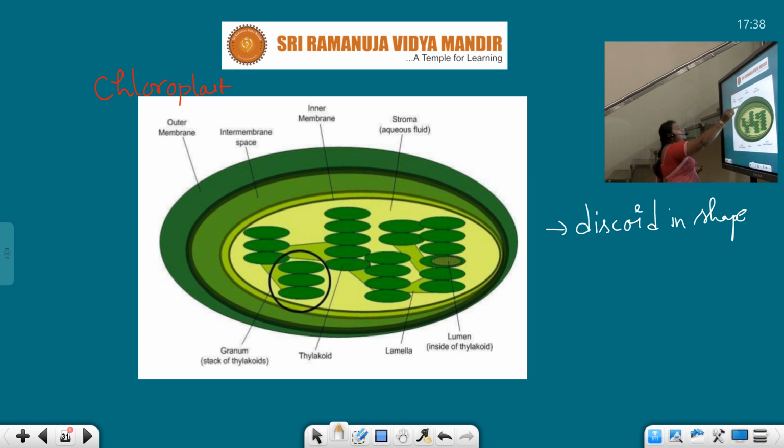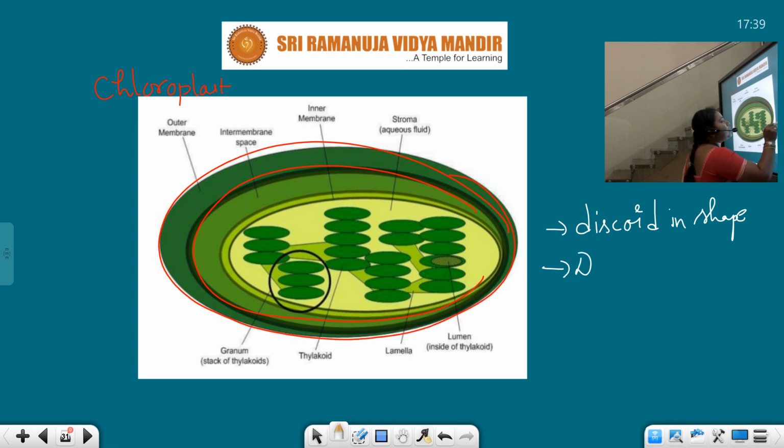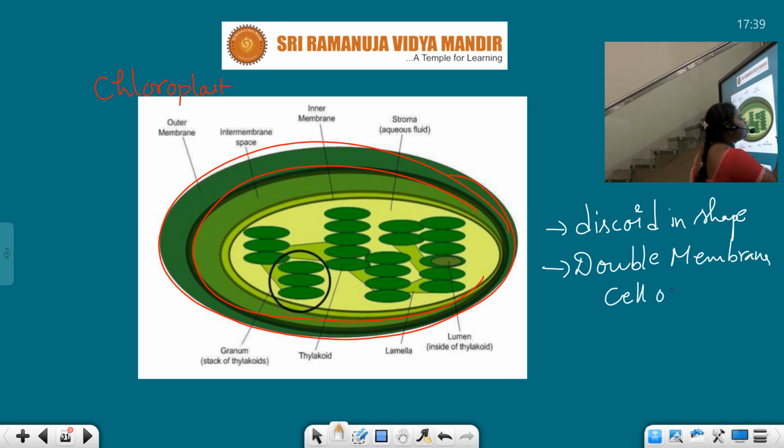Now, this is a double membrane cell organelle. Means this chloroplast is surrounded by two membranes, students. That's the reason this is a double membrane cell organelle. Now, the fluid-like matter which is present in the chloroplast is called stroma.